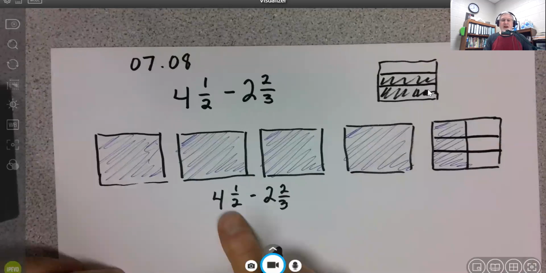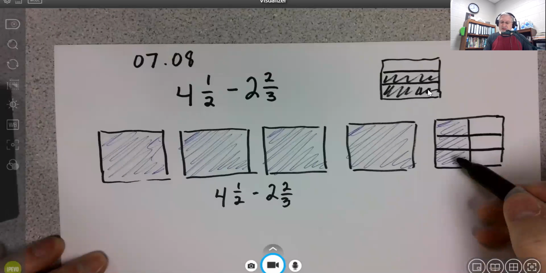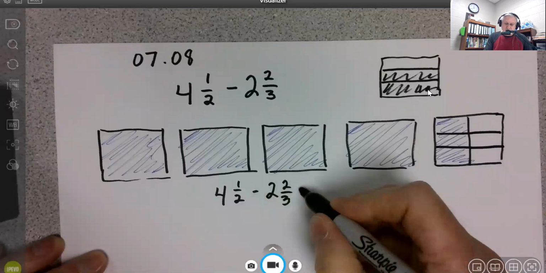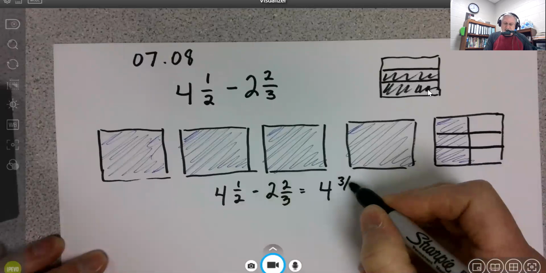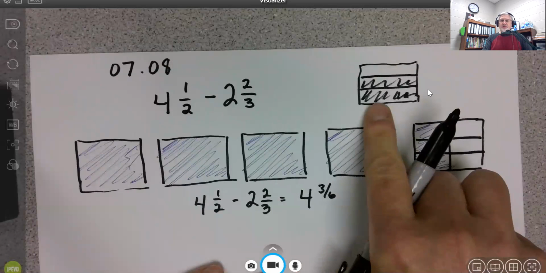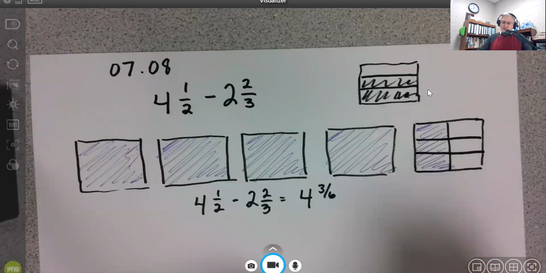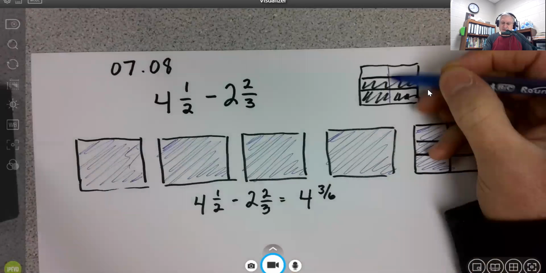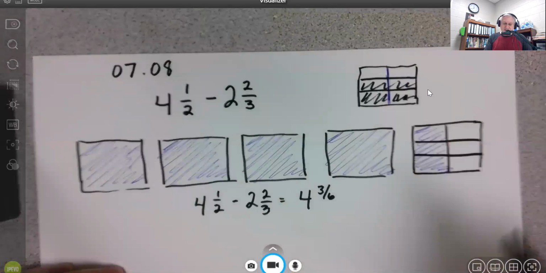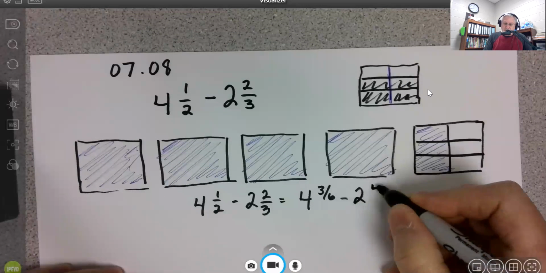Now I can rewrite my fraction 4 1/2, and it's not 4 1/2 anymore. Now it's 3 shaded out of 6 parts, so that turns into 4 3/6. Now I want to look at my 2/3. If I look at this model, basically what I'm doing is cutting this in half this way so it looks the same. And this is the same thing as saying 4/6. So now I'm going to subtract 2 4/6.